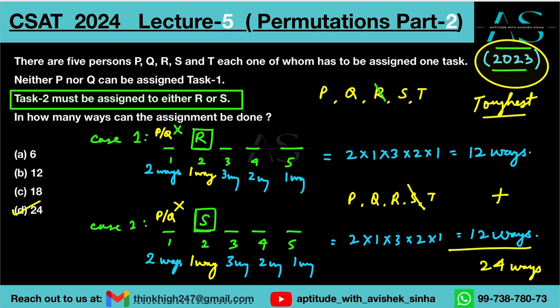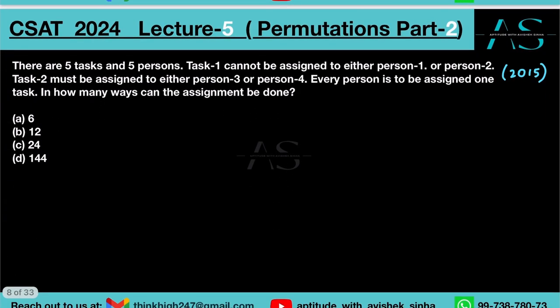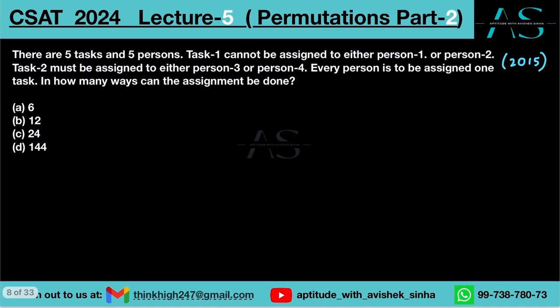And talking about this particular question, it was a repetitive question from 2015. Just read this question. It was asked in the year 2015. Same question with almost similar options as well. There are 5 tasks and 5 persons. Task 1 cannot be assigned to either person 1 or person 2, and task 2 must be assigned to either person 3 or 4. Every person is to be assigned 1 task. In how many ways can the assignment be done? The answer is 24.